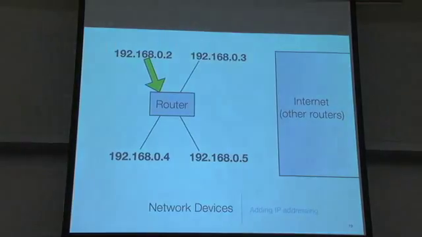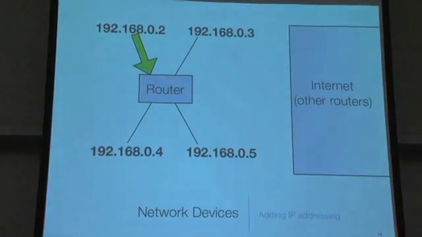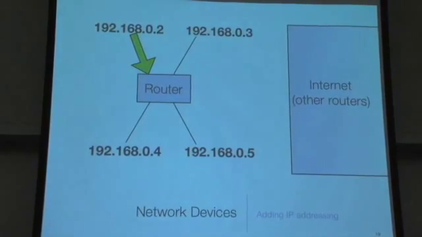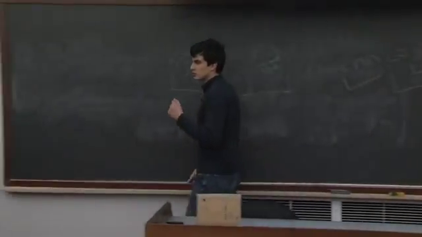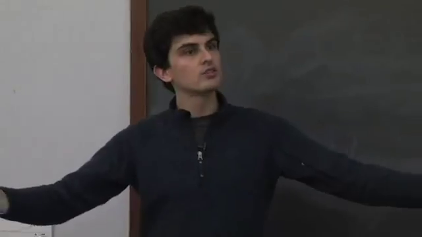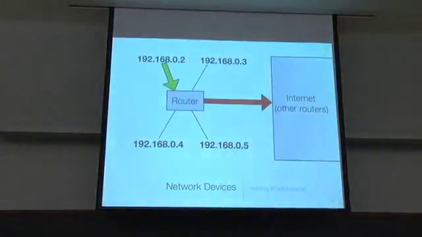Okay, I'm trying to send a packet to an IP address of like 128.32, for example. And then the router knows, okay, that is outside of the subnet, which means that it is outside of this network. So what I'm going to do is direct that packet to the other routers as well.